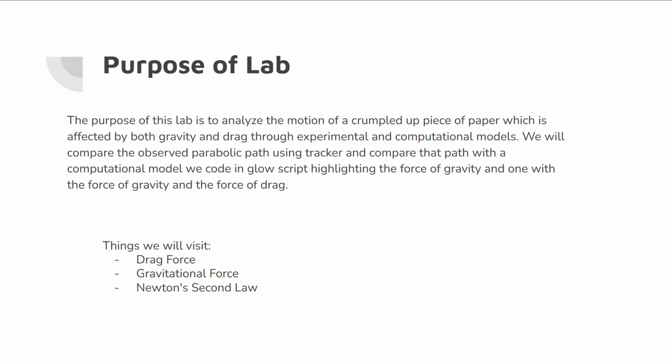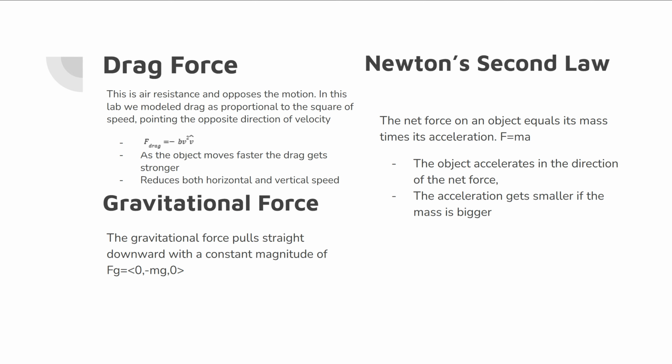Things we'll visit in this experiment would be the drag force, the gravitational force, and Newton's second law. So the drag force is essentially air resistance, and it opposes the motion of the ball. In this lab, we model the drag as proportional to the square of speed, pointing in the opposite direction of velocity. So our equation is F drag equals negative B times V squared times V hat. And our B is our drag constant, basically.